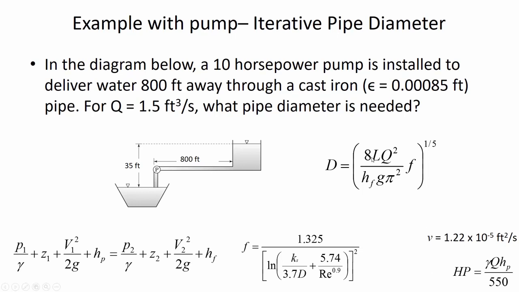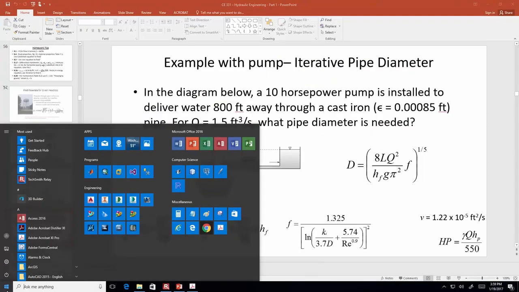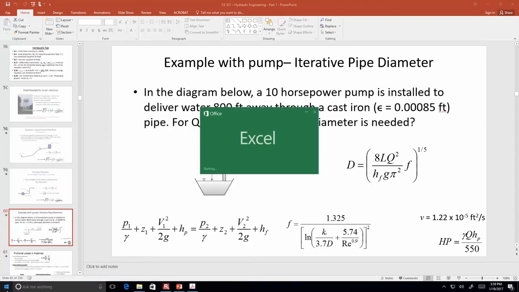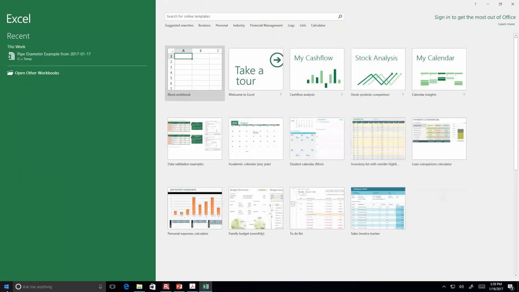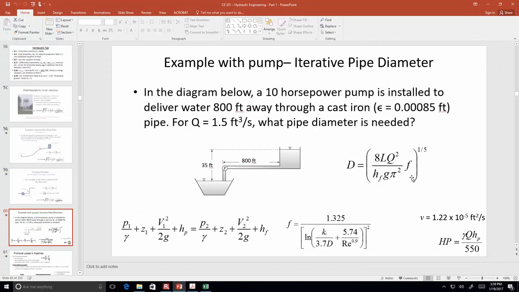And unfortunately, HP and HP, sometimes it's easy to make a mistake and confuse the two, horsepower and pump head. Here, this is the kinematic viscosity of water and, of course, the Swamee-Jain equation for the friction factor F. So if you have Excel available, why don't you start that up, and let's work through this one together. All right, I'm going to paste the formulas into Excel just so that they're handy: the friction equation, horsepower, and the diameter equation.